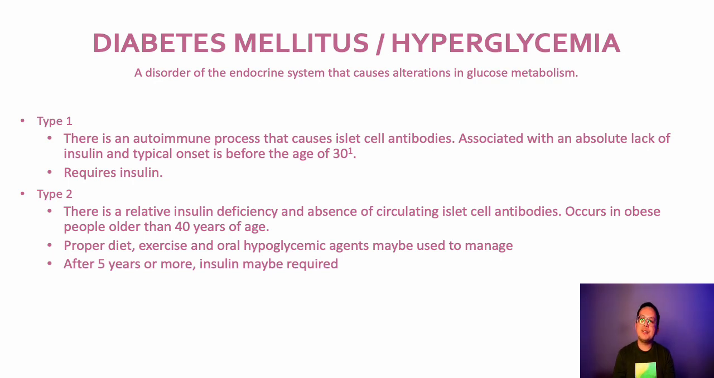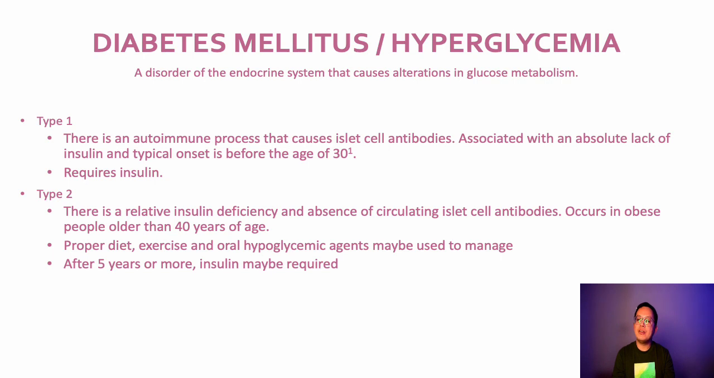So, the types of diabetes, we have type 1 and type 2. Type 1 is an autoimmune process. There is an autoimmune process that causes islet cell antibodies associated with an absolute lack of insulin, and typical onset is before the age of 30. So patients with type 1 DM are often at their expected ideal body weight or below. Okay, these people who have type 1 diabetes requires insulin.